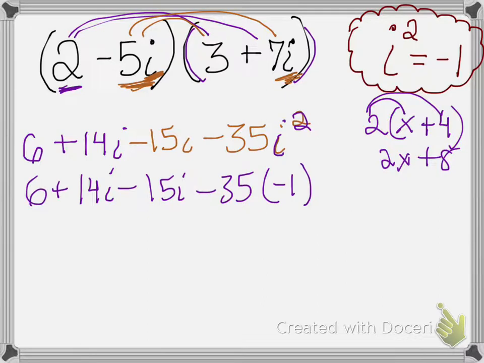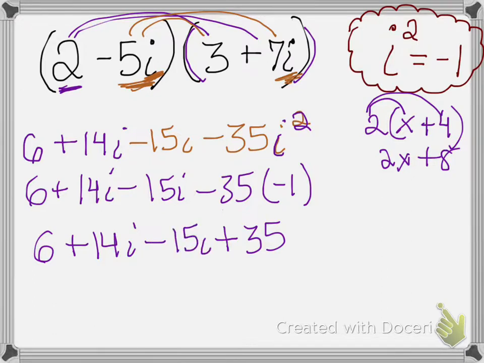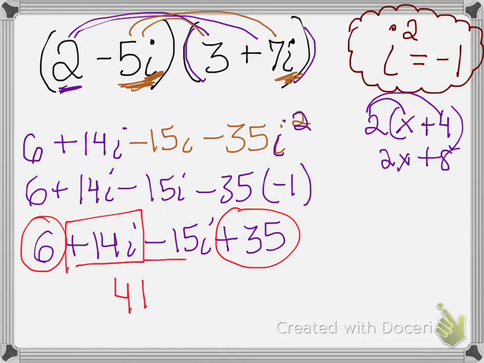And -35 times -1 equals positive 35. Then I'll just bring everything else straight down. And then that last step, I'm going to combine like terms. So my like terms will be 6 plus 35, which equals 41. And then 14i plus -15i equals -1i. And that's it.